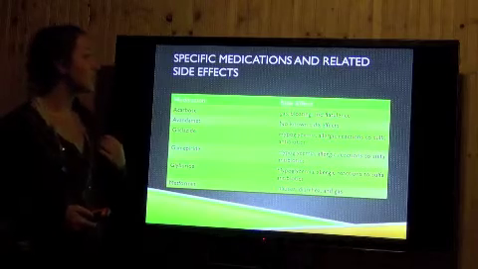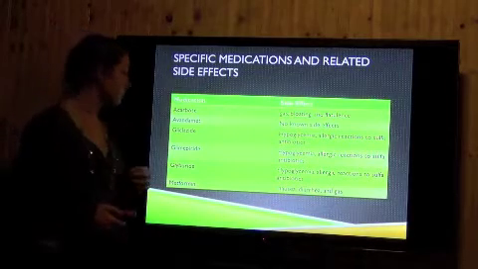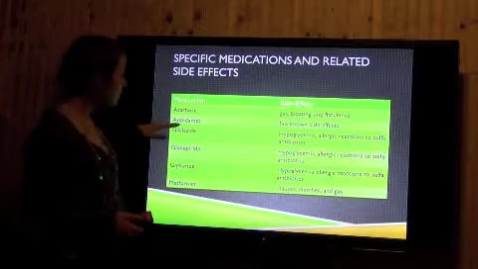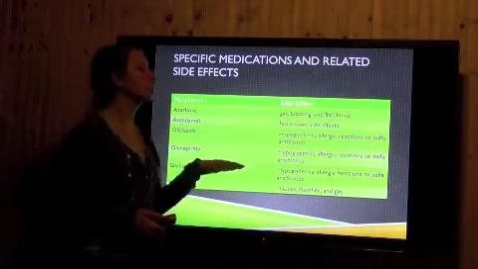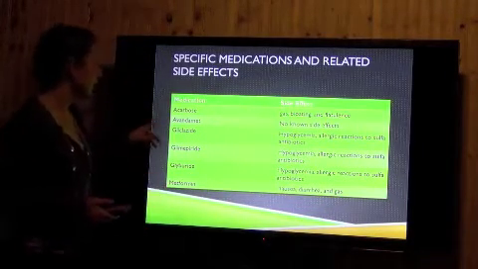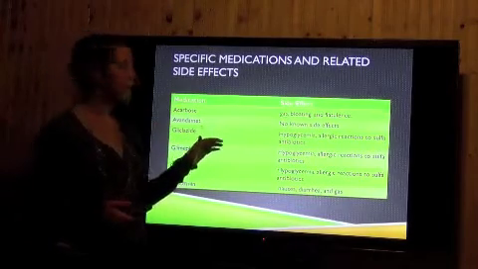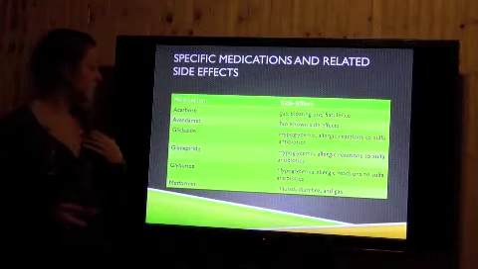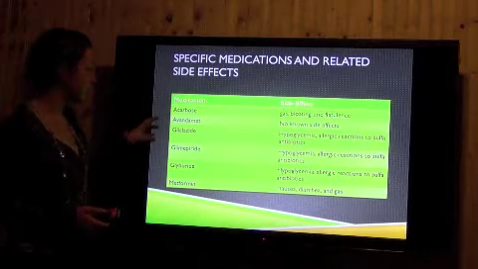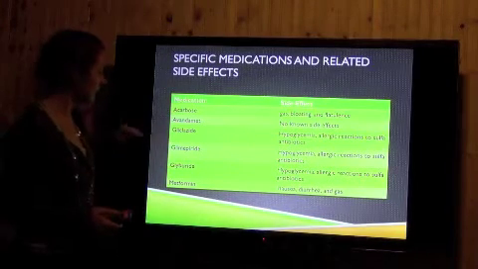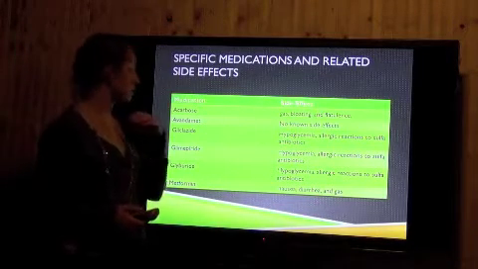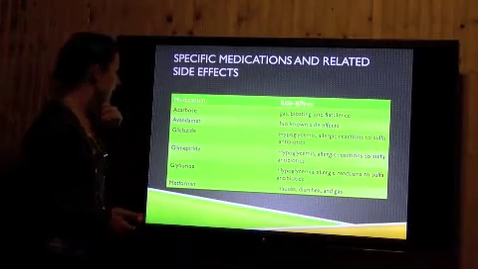These are specific medications and related side effects, so please excuse my pronunciation here. There's acarbose. The side effects are gas, bloating, and flatulence. Avandamet, there are no known side effects. This is a mixed medication. So all a mixed medication is, like it said, they mix medications so that you don't have to take as many. So there are no known side effects for this one.